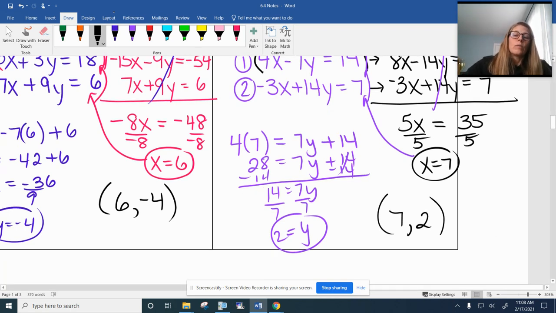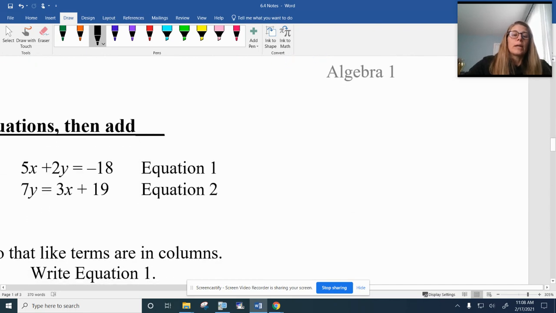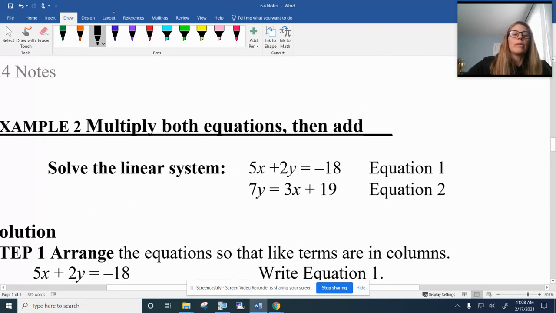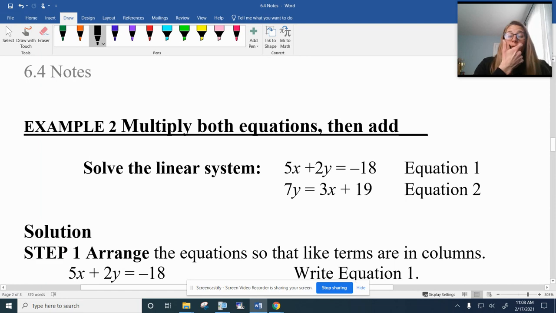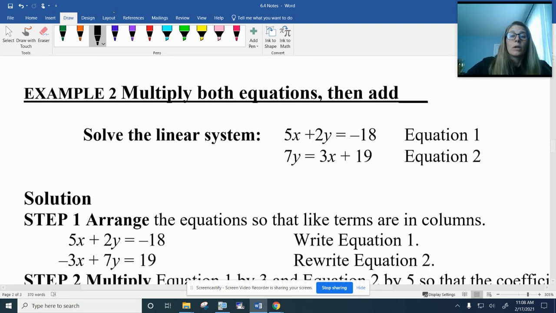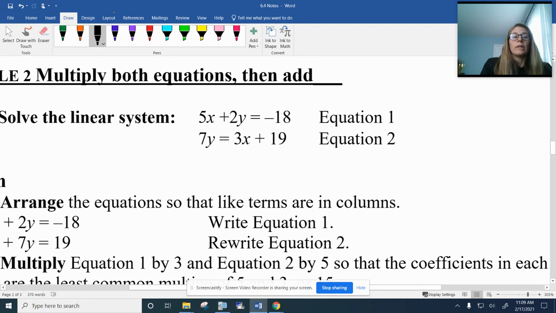Okay, so moving on, we're going to do another example, but this time we're going to have to multiply both equations before we can combine them. So we'll notice here, solve the linear system.